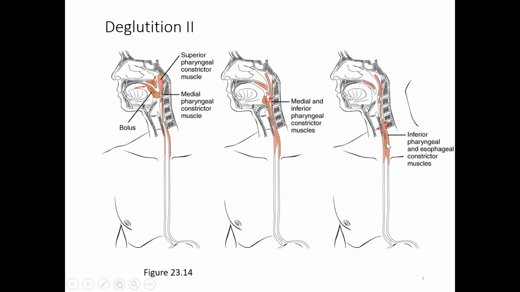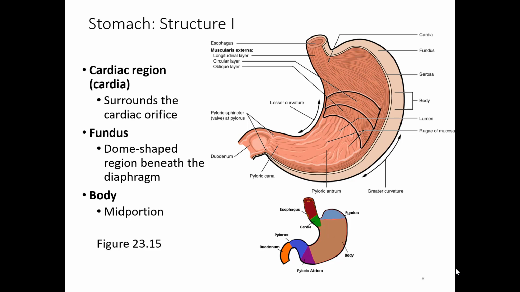And thanks to those muscles, the food can be moved into the stomach even if we are in a horizontal position. Well, no, we are not swallowing when we're sleeping. When we're just lying down and try to swallow, the food still will go to the stomach because of peristalsis of the esophageal muscles. Our next organ is the stomach.